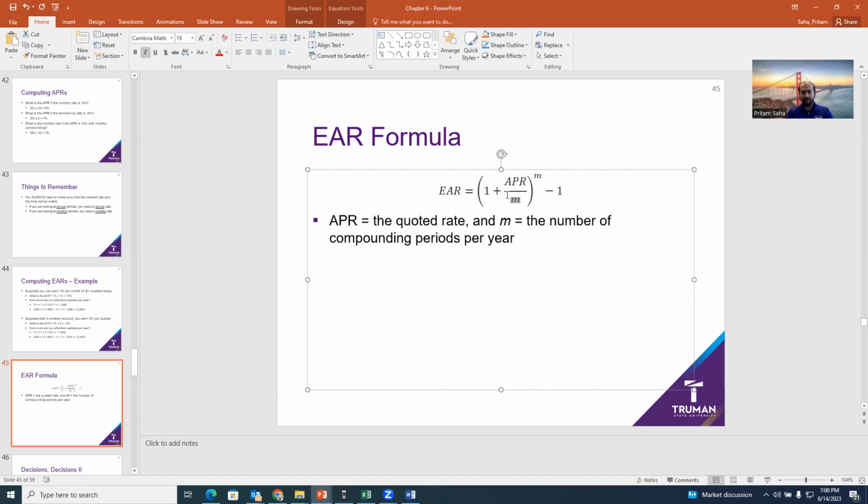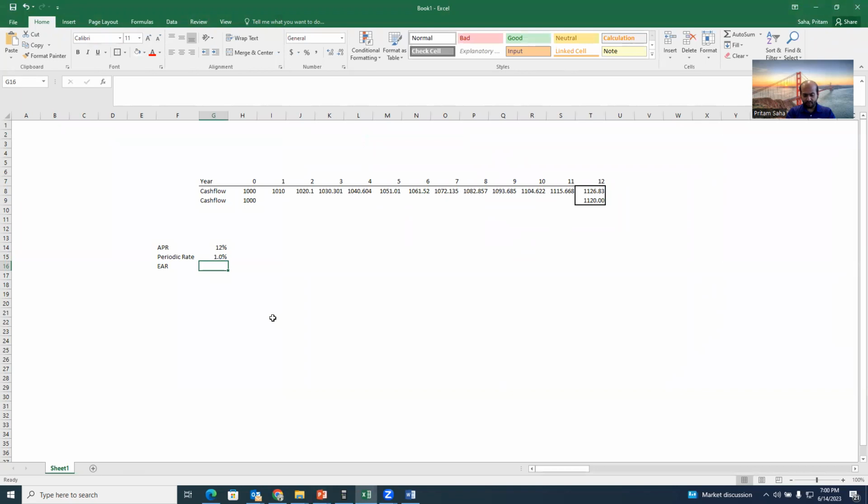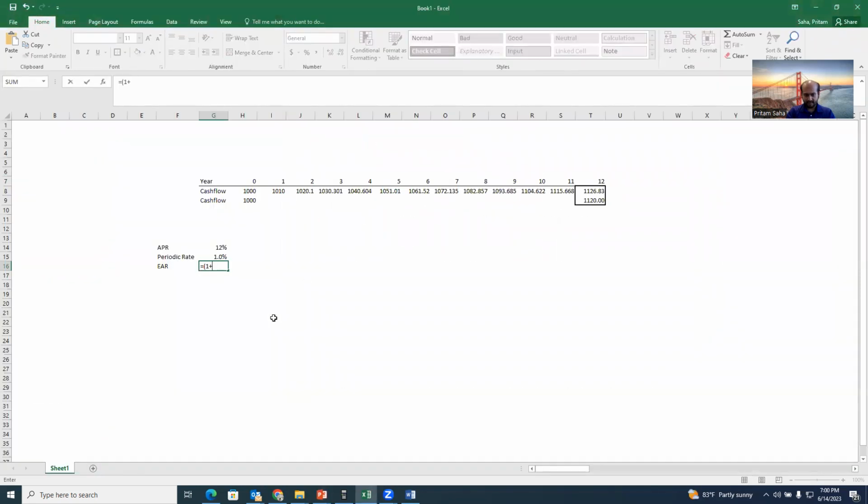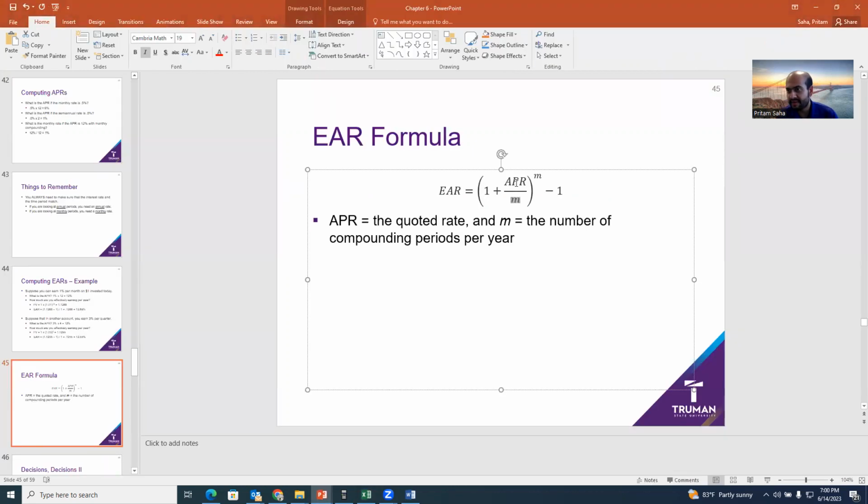So let's do this problem in our case. So basically the formula is 1 plus 0.01 to the power 12. Make sense? So what I did, 1 plus APR is 12%, 0.12 divided by 12, which is 0.01. So 1 plus 0.01 to the power 12 minus 1.